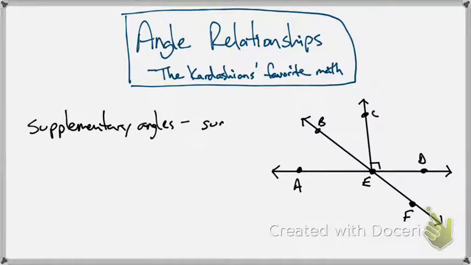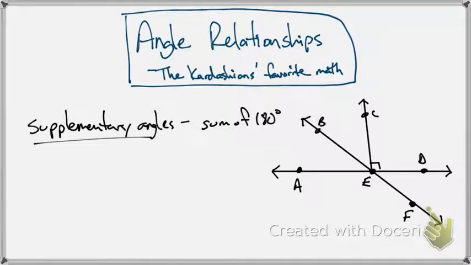Okay, and they have a sum of 180 degrees. Now, the way I remember which one's which: complementary starts with C, supplementary starts with S. C comes earlier in the alphabet, so it has the smaller angle measure, 90. Supplementary comes later, so it has the larger angle measure, 180.